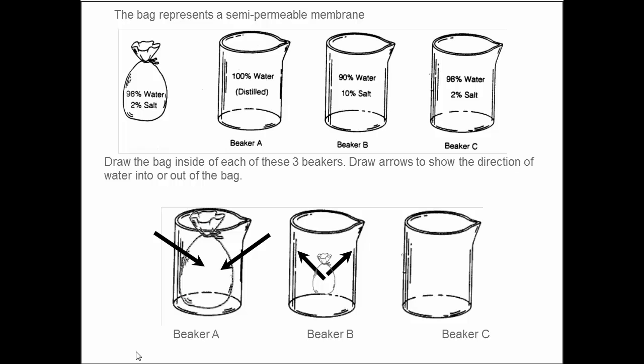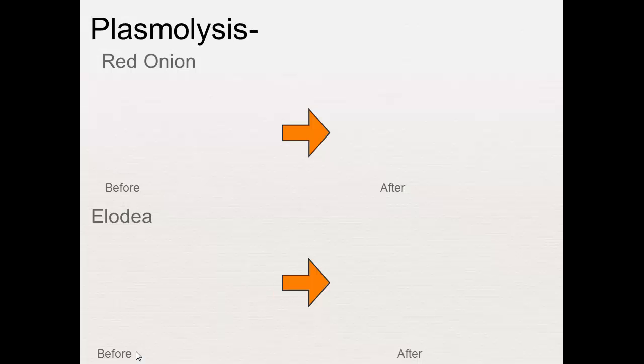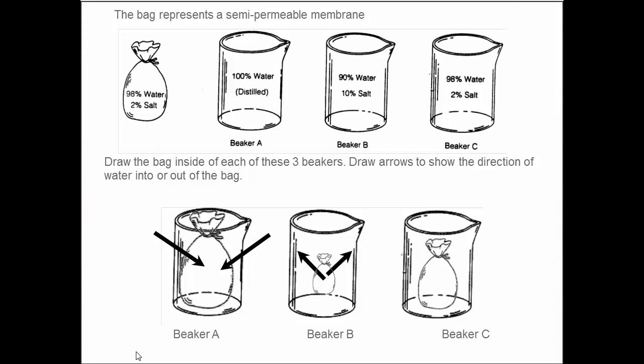How about if I put it in this beaker, which is 98% water as well? They would stay about the same. Yes, stay the same. So this one would expand because it's in a higher concentration of water. This one would shrink. So this may give you some ideas about what's going to happen to our eggs. All right, so that's all we want to do here for today.